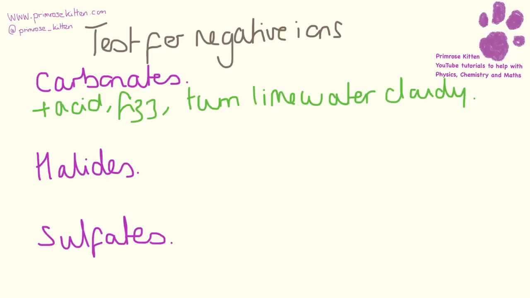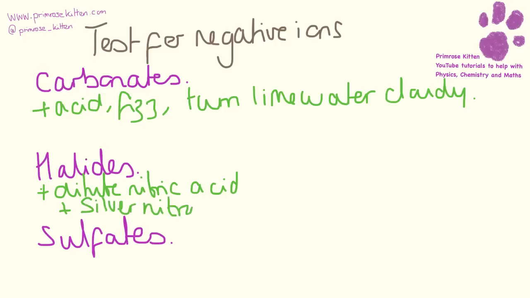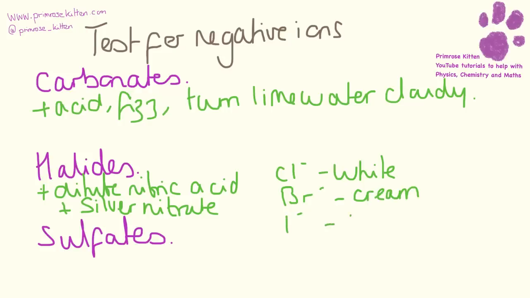Halides, there are 3 different halides that you need to know. First thing we need to do is to add dilute nitric acid. Then we need to add silver nitrate. And chloride ions will go white, bromide ions will go cream, and iodide ions will go yellow.